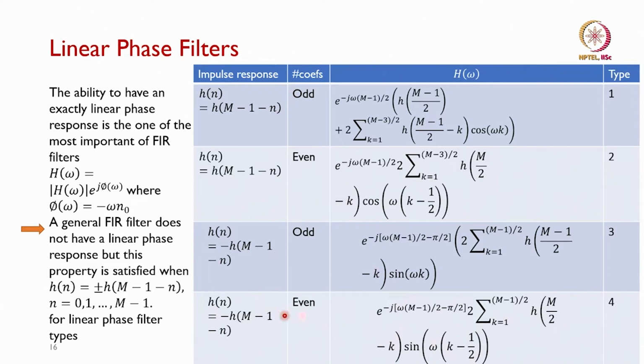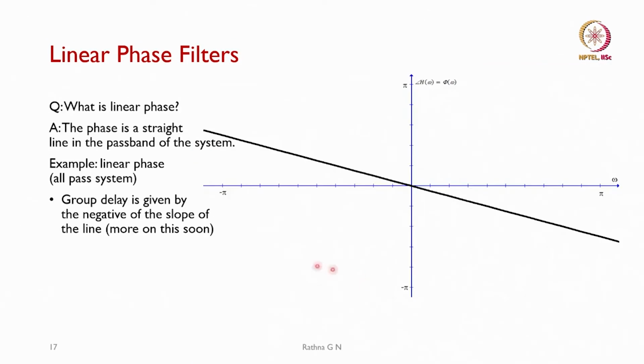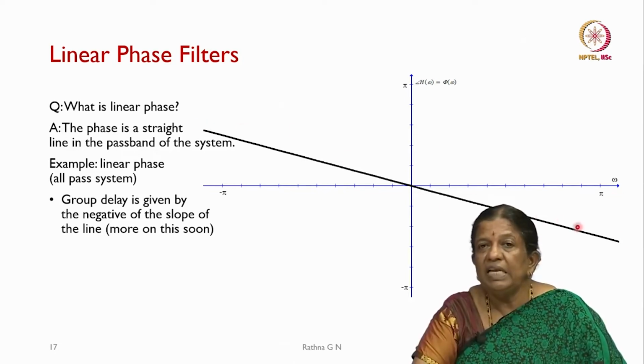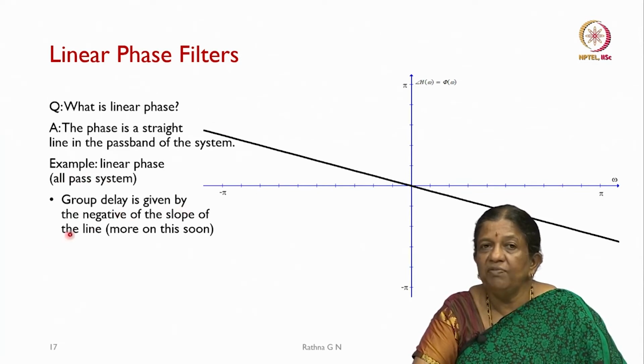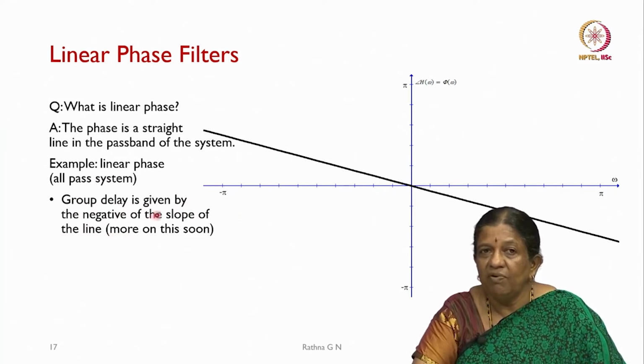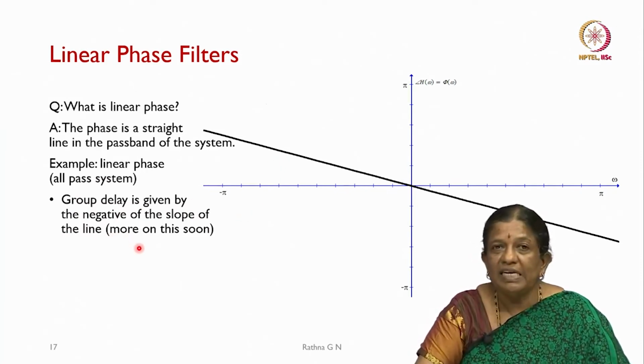So, you can go through them, and then whichever is convenient you can select one of them to design your linear phase FIR filter. So, why do we say it is linear phase? The phase is a straight line in the pass band of the system. As you are seeing it, this minus pi to pi, I say that that is my pass band. It should be linear, or we call it an all pass system basically. In this case, group delay is given by the negative of the slope of the line. So, we will see it in a while, hold on for a little while.